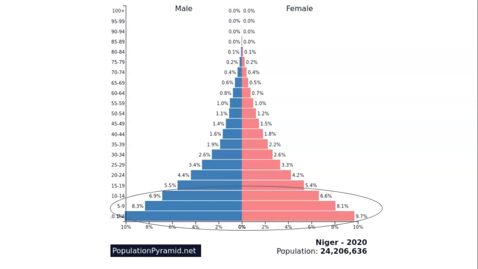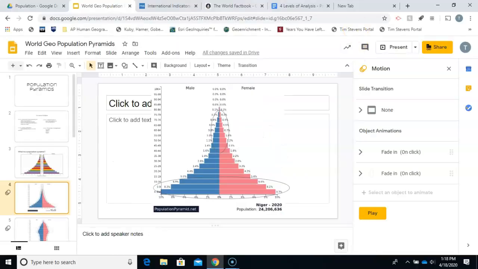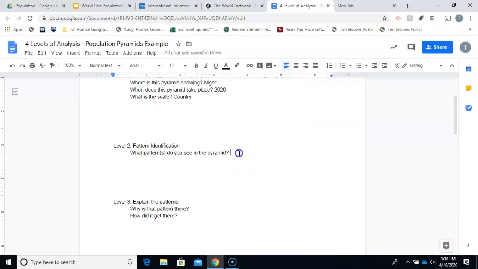Those are pretty big compared to the rest of the country. All right. So one pattern that really stands out to me is that the lowest three age groups are very large. And so I'm going to go over to my 4 levels of analysis form, and I'm going to say ages 0 to 14 are the largest groups in the country's population. Okay, that's one pattern that sticks out to me.